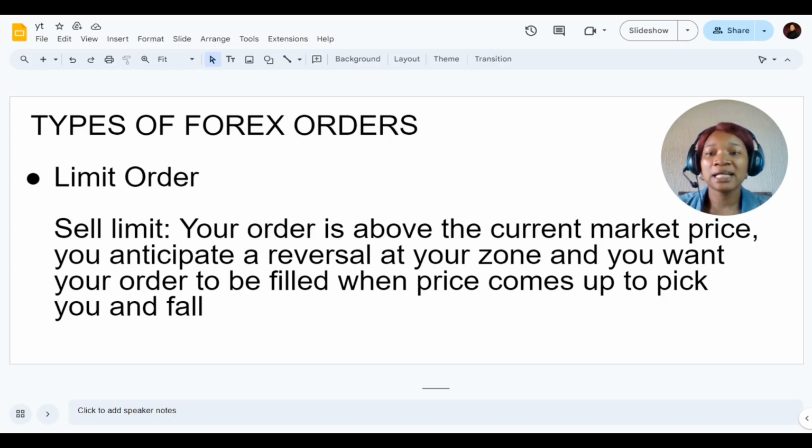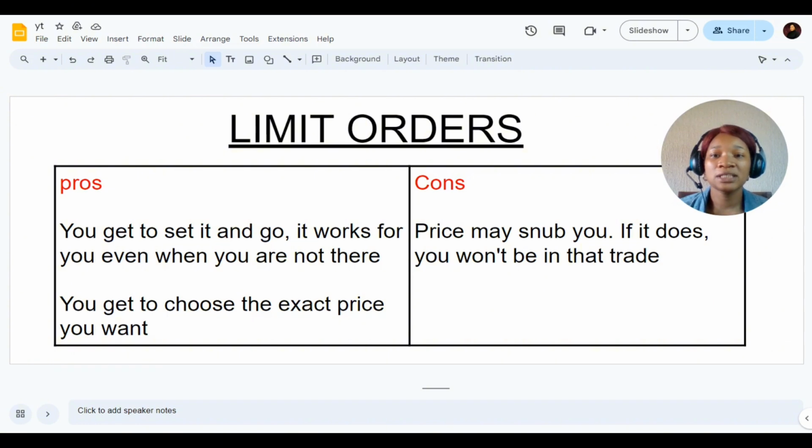So back to base, let's move over to the next ones, right? But before that, let's talk about the pros and the cons of limit orders. Of course, the pro, you get to set it and go.